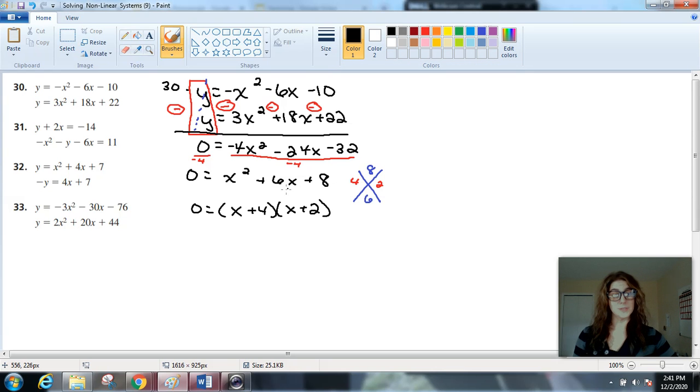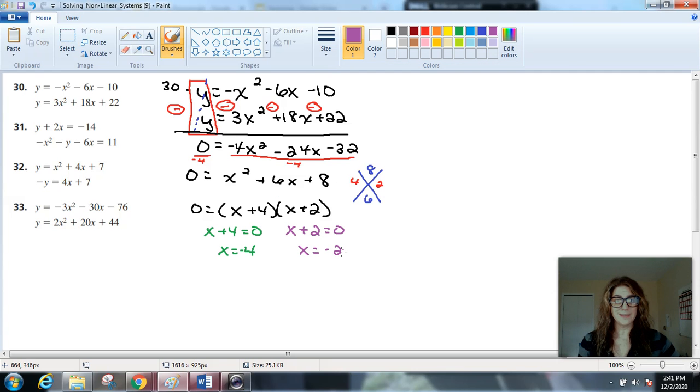Now, again, if you didn't realize that, if you didn't divide out by -4, go ahead and use your quadratic formula. Label ABC, plug it in. You're going to get the same answers as me, I promise. So if you do factor, you will solve each one. You're going to get a -4 over here, and you'll get a -2 on the other side. Now, just like with substitution, in this case, I do have to plug them back in. And it doesn't matter which one you plug it into. I'm going to plug it into the top one.